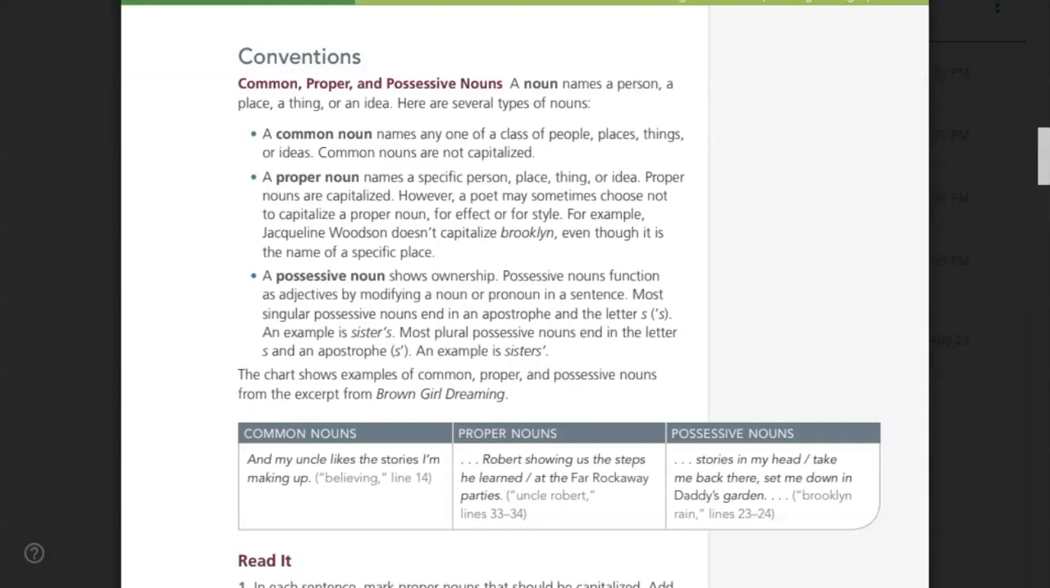So for example, the dog barked at me. If we change the dog to the border collie barked at me, that's a specific breed of dog, and breed names for dogs are capitalized. Or Charlie barked at me. Maybe Charlie is the name of a specific dog. All right? So that's a proper noun, and it would be capitalized.